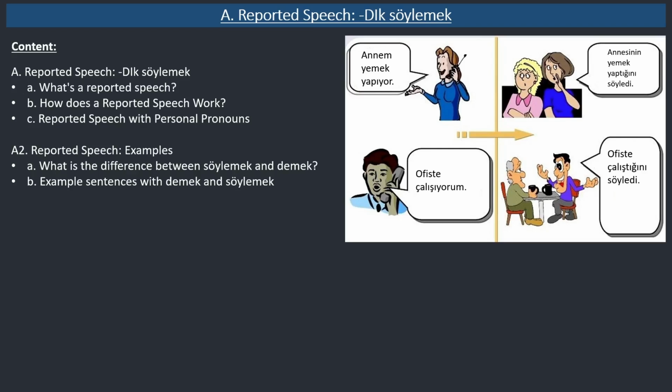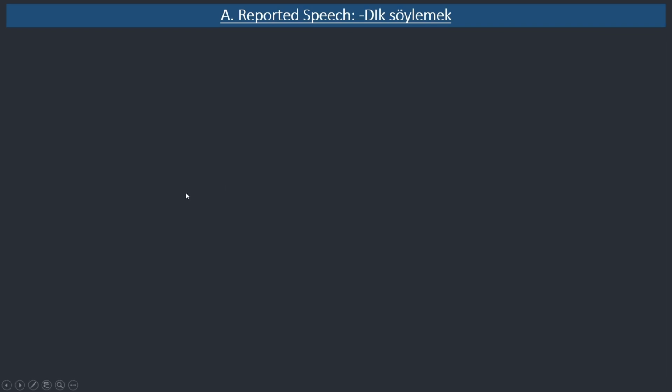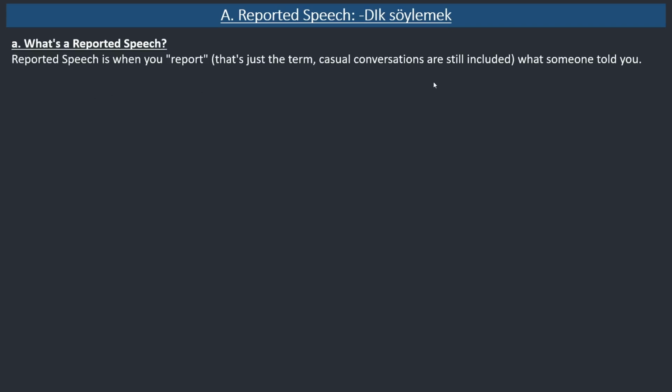Okay, so we are starting with what reported speech is and how it works. Reported speech is basically when you report something, but not as in the news, more like casual speech. Like when you say "he said that he was sick," "he said he was at school," "he said he was working." When you, in a conversation, tell what someone told you.